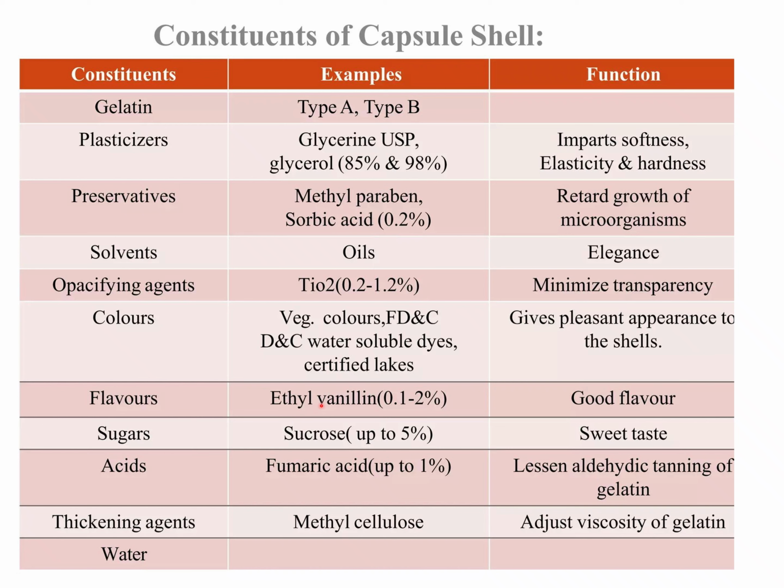Then flavor, like ethyl vanillin, it provides good flavor. The next one is sugar. It provides taste. Then acid, like fumaric acid, it lessens the aldehydic tannin of gelatin. Then thickening agent like methyl cellulose, it adjusts the viscosity of gelatin. And the last one is water.